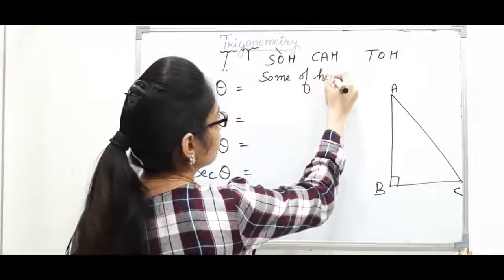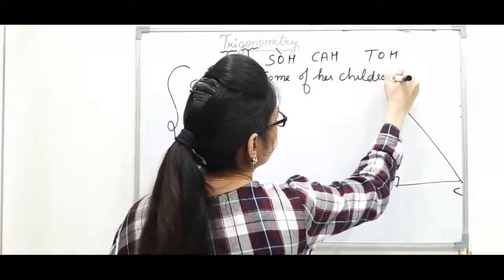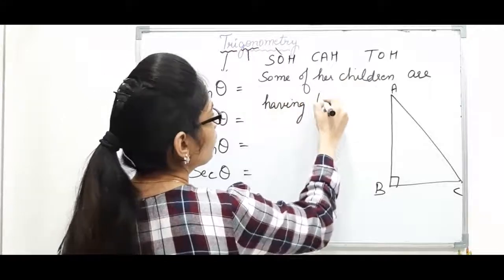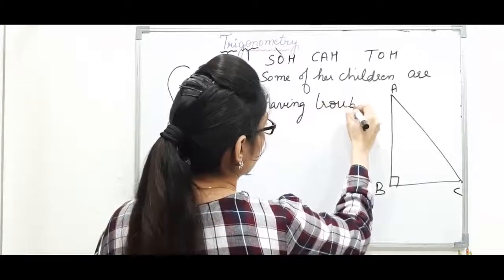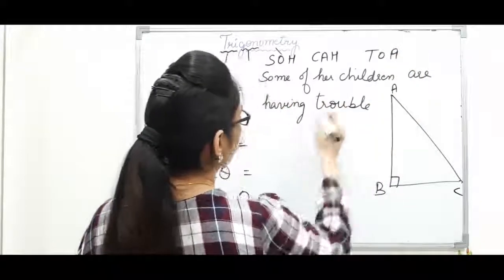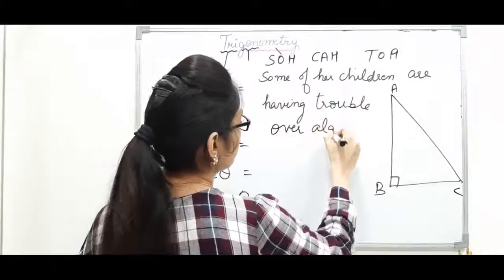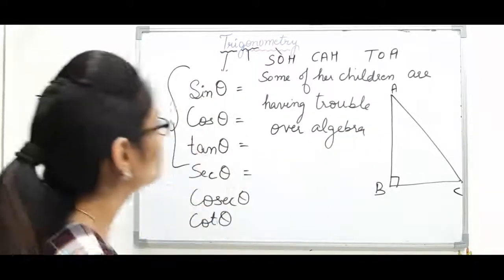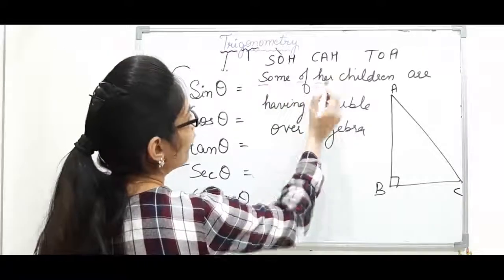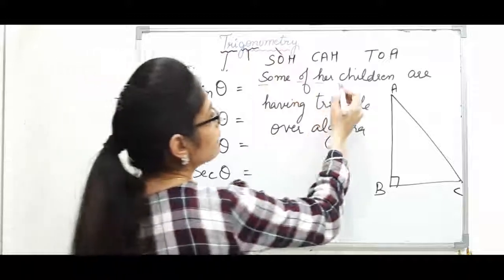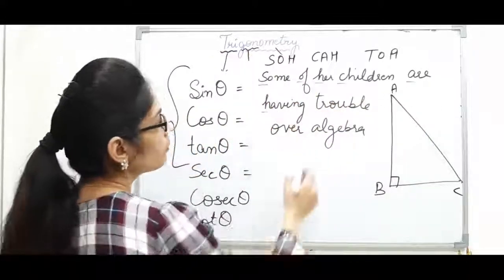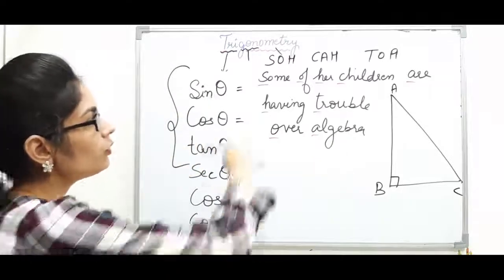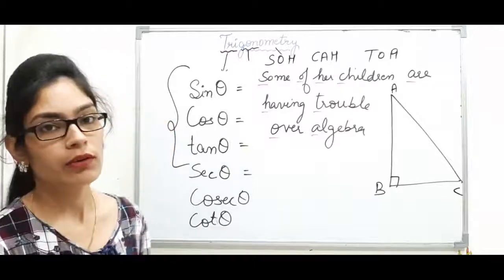Some of her children are having trouble over algebra. You can see all the first letters you have to see here. SOH, same way CAH, then TOA. So what is this? You can remember it like: some of our children are having trouble over algebra.